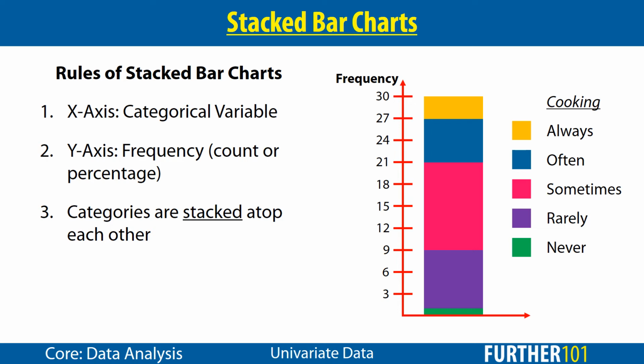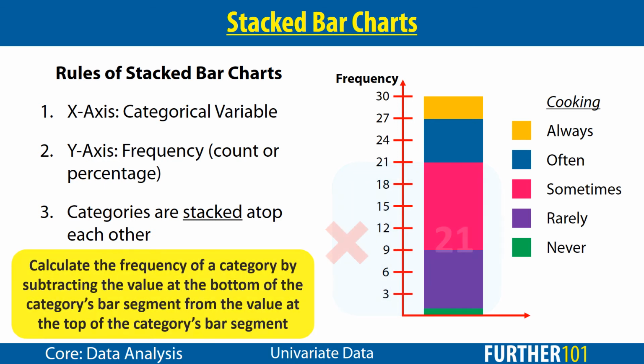Too often, students incorrectly think that the value corresponding to the top of a coloured section on the bar is the frequency for that coloured section's category only. For example, students may think that the count for sometimes is 21. However, this gives the frequency not only for that category, but also for all the categories stacked below it, and therefore would be incorrect.